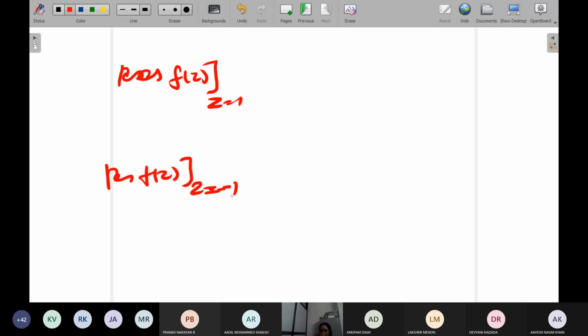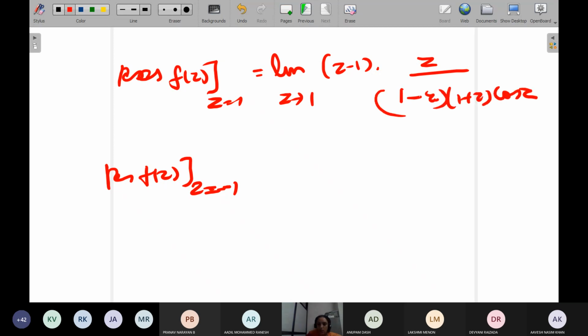Can anyone find it at z equal to 1? Z equal to 1 is a simple pole, of first order. So as z tends to 1, we have the limit of (z minus 1) into f of z. What is my f of z? F of z is z divided by (1 minus z) into (1 plus z) into cos z.